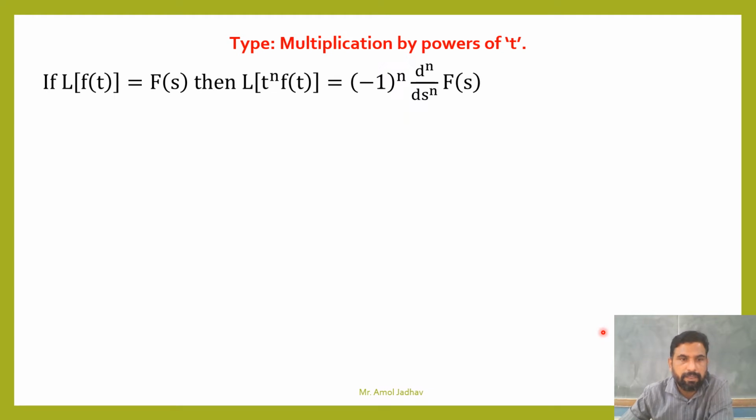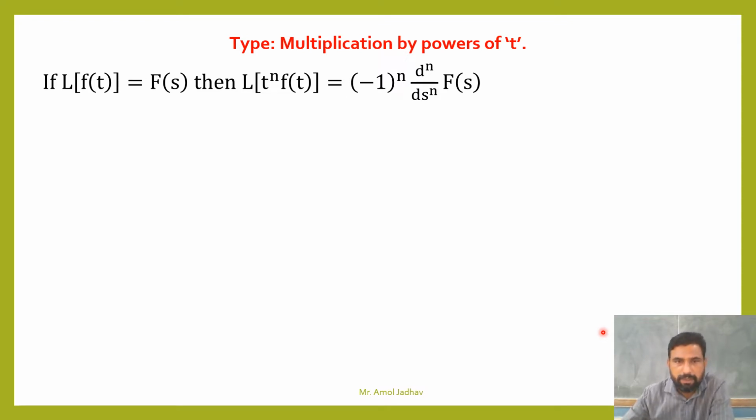If L of f of t equals F of s, then L of t raised to n f of t, that is, the Laplace transform of t raised to n f of t, equals minus 1 raised to n into d raised to n by ds raised to n F of s. That is, find the nth derivative of F of s if the power of t is n.